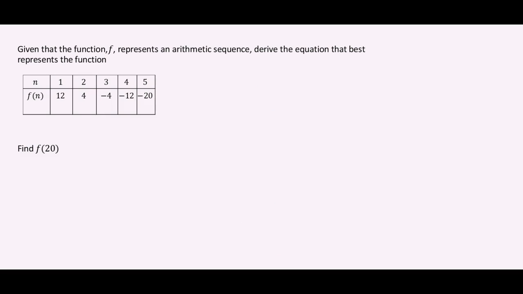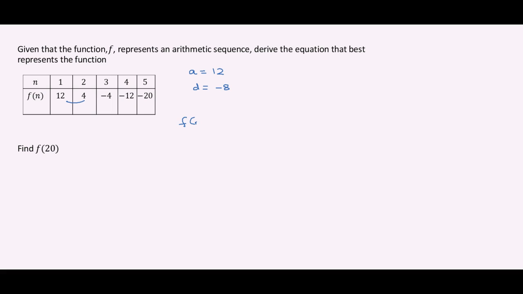Now we have this table here that represents an arithmetic sequence. One way to always check if that truly represents an arithmetic sequence is to check the difference between each successive term. But the first thing we need is a value of a, which is our first term. That's 12. Now let's look for our difference. Our difference is 4 minus 12, that should give us minus 8.